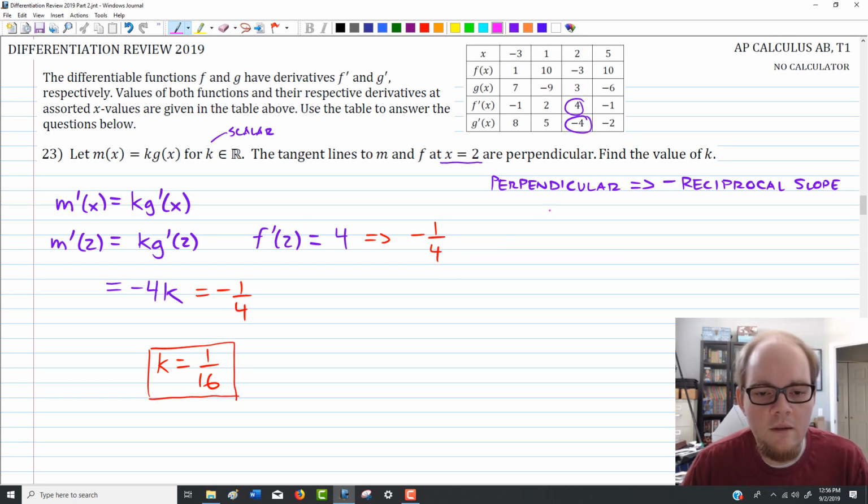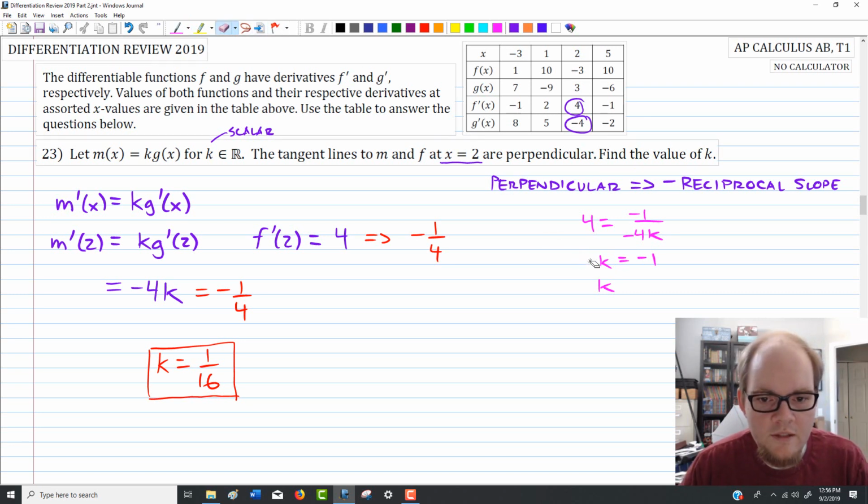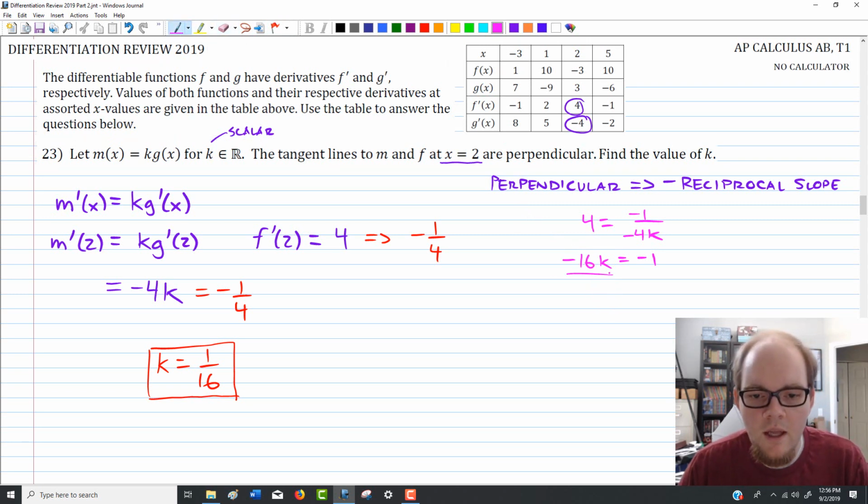Now if you preferred to do it a second way, you would just reverse that relationship. So we would want 4 to be equal to the negative reciprocal of the other one, which is going to be negative 1 over 4k. So in dealing with this, we'll end up with 16k equals negative 1, and k, ooh, what happened there? How did I mess this up? Oh, it's a negative reciprocal, so it should be negative 4k. Sorry. Should have been negative 4k in the denominator. So that's important. Oh, that's actually okay. So what that means is we get negative 1 equals negative 16k. And from there, if we divide both sides by negative 16, we'll get k equals 1 over 16. So either way we do it, we get the same exact answer.